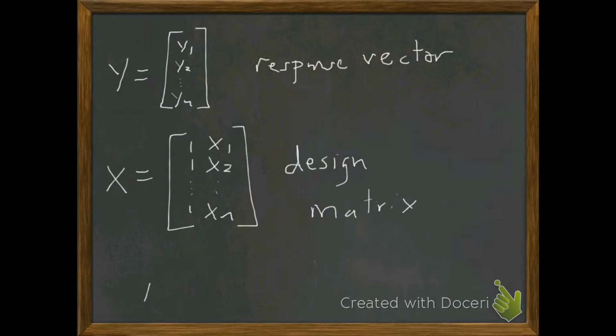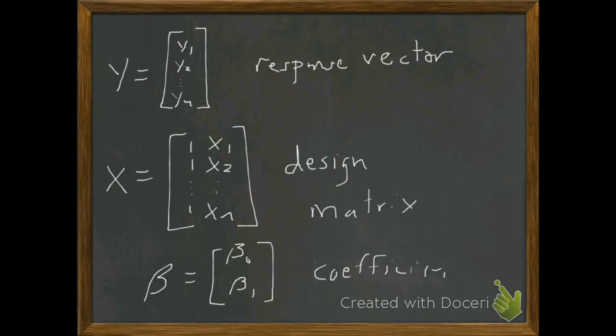I'm going to create one more. Well, I'll tell you what, let's do this. Technically, we've still got beta 0, beta 1, so this would be our coefficient vector. And of course, we're going to have our error term.